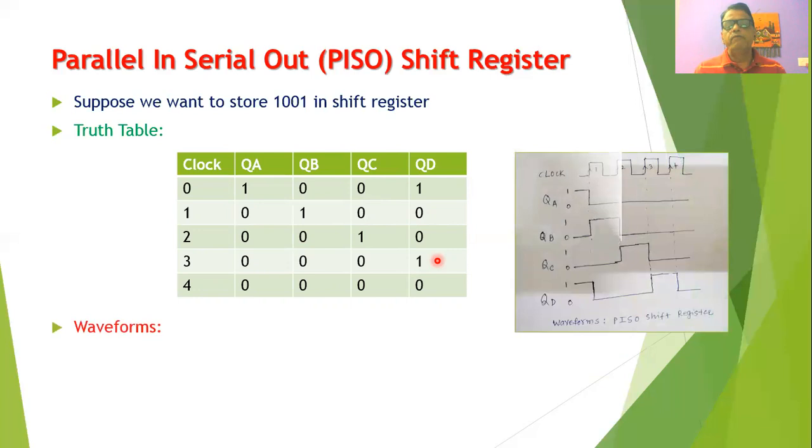Now it is possible that we can draw the waveforms. So initially the data will be stored 1001, and then as we go on applying the clock pulses, we can read the data, and these waveforms are drawn as per the truth table of this shift register.